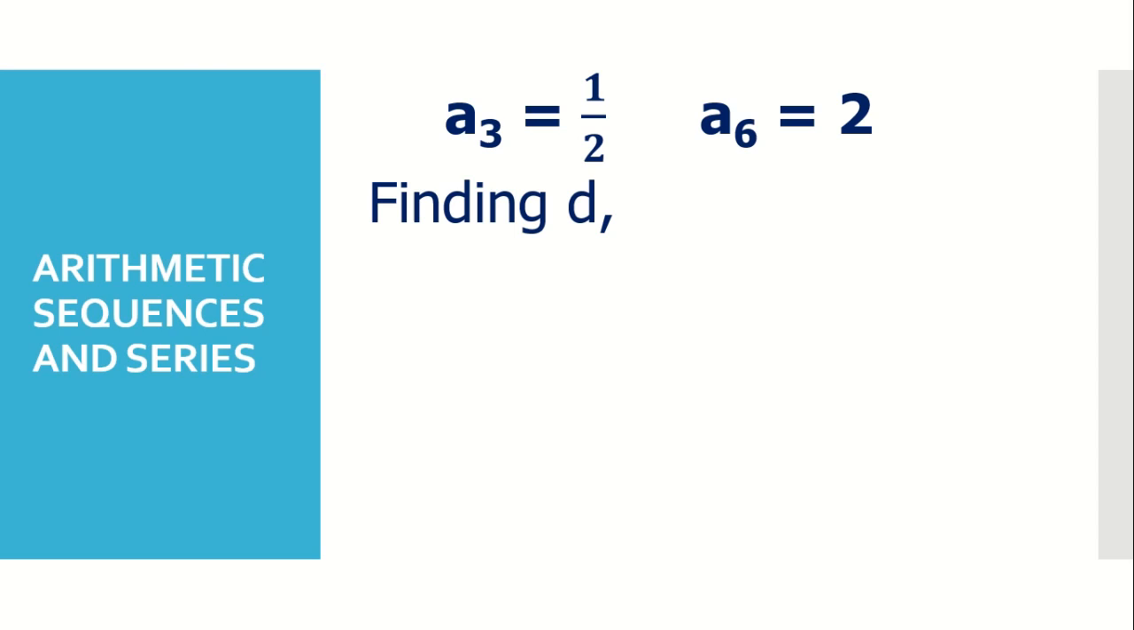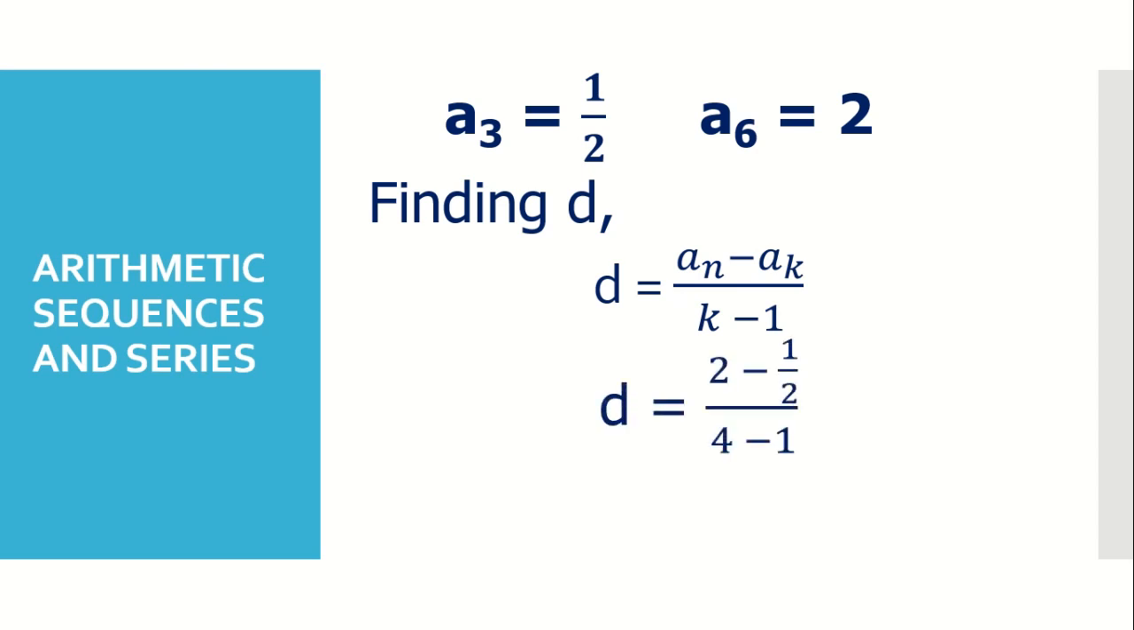Let's find first our d, or the common difference. Using the formula, d equals a sub n minus a sub k over n minus k. So we have here 2 minus 1/2 over 6 minus 3. And our d is now equal to 1/2.